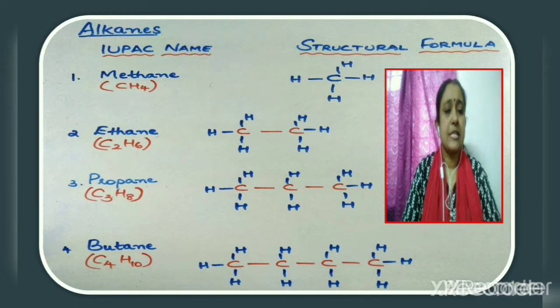Now how can we satisfy the 4 valencies of carbon? By adding 4 hydrogen atoms. So here in the case of methane, we get the structural formula as CH4, where you have to show all the bonds between carbon and hydrogen.